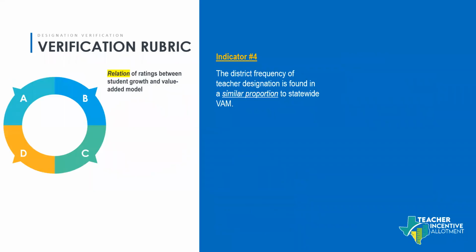Domain B is to confirm that the district calculation of student growth is aligned with the state-level descriptors of student growth. There is only one indicator, which is indicator 4. For this, we will calculate Cramer's V to measure how much the proportions of designated teachers in the districts are similar to the statewide proportions.